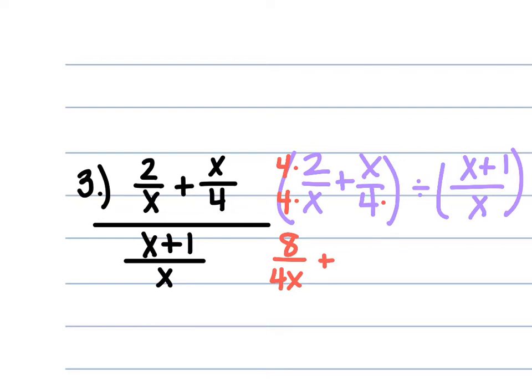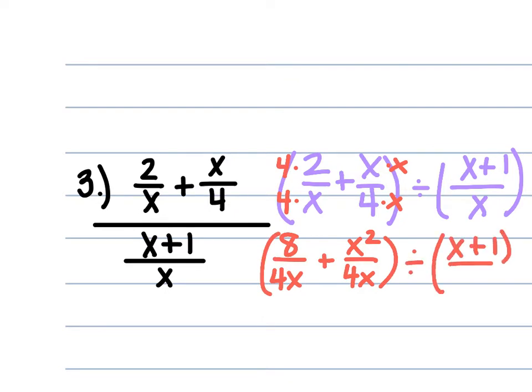Plus the 4 is going to be multiplied by x. So that's x squared over 4x. Divided by, then the second one we don't have to do anything with.